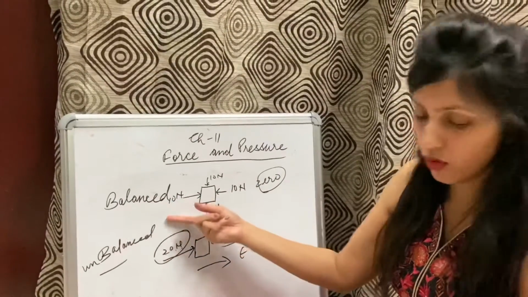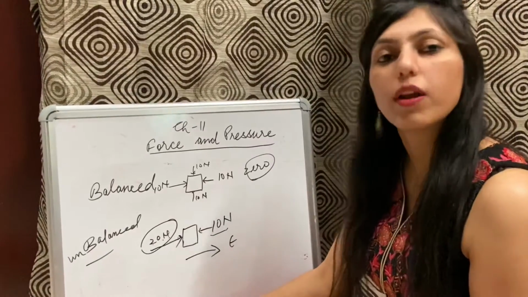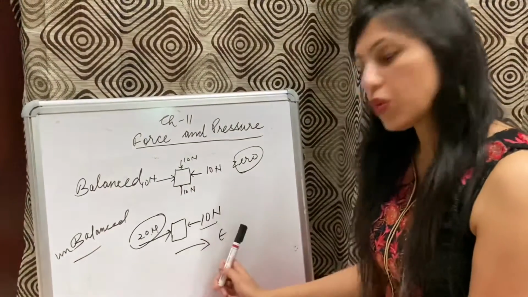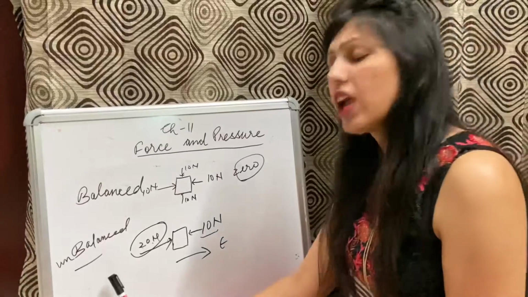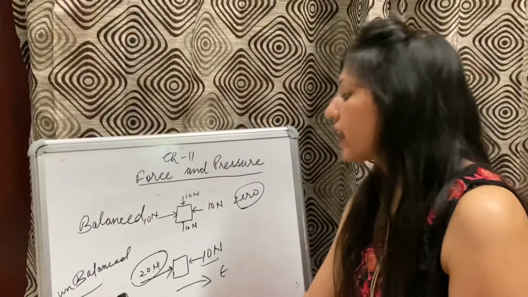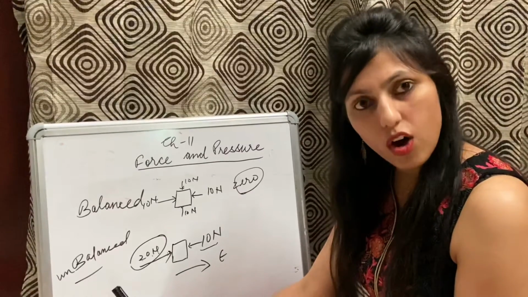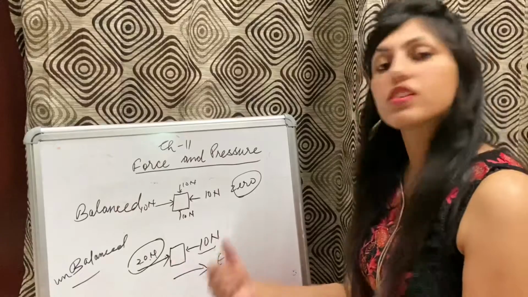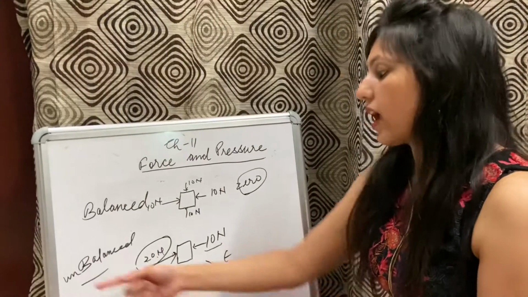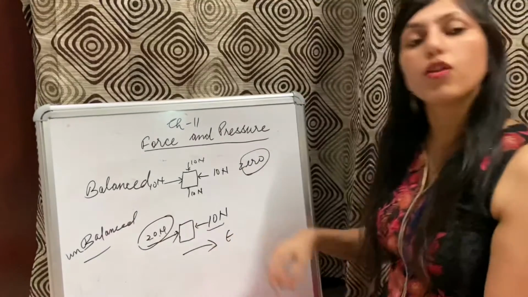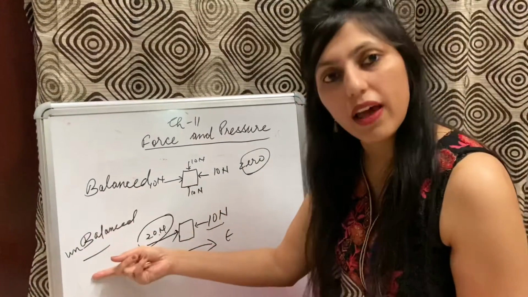With the help of unbalanced force, we were able to move this box from west to east, isn't it? With the help of unbalanced force, we can also move our object. We can increase the velocity of the object. We can also change the shape and the size of the object with the help of unbalanced force. So we can say that there are three differences between the balanced and unbalanced force.